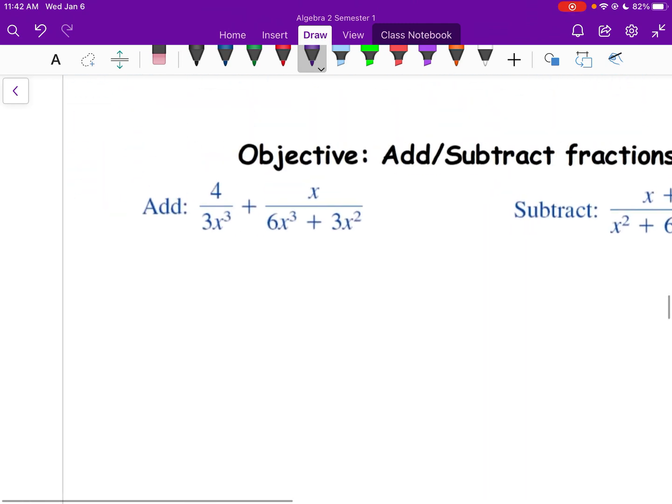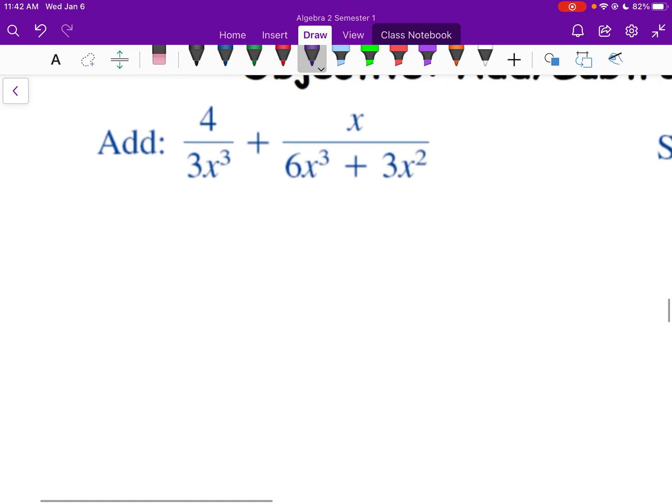Okay, so we need to factor that 6x cubed plus 3x squared. Okay, so GCF, 3 goes into both 6 and 3. Okay, and both terms have 2 x's, so 3x squared times 2x plus 1. Now, this is probably one of the more difficult parts of all these adding and subtracting. We need to figure out that LCD.